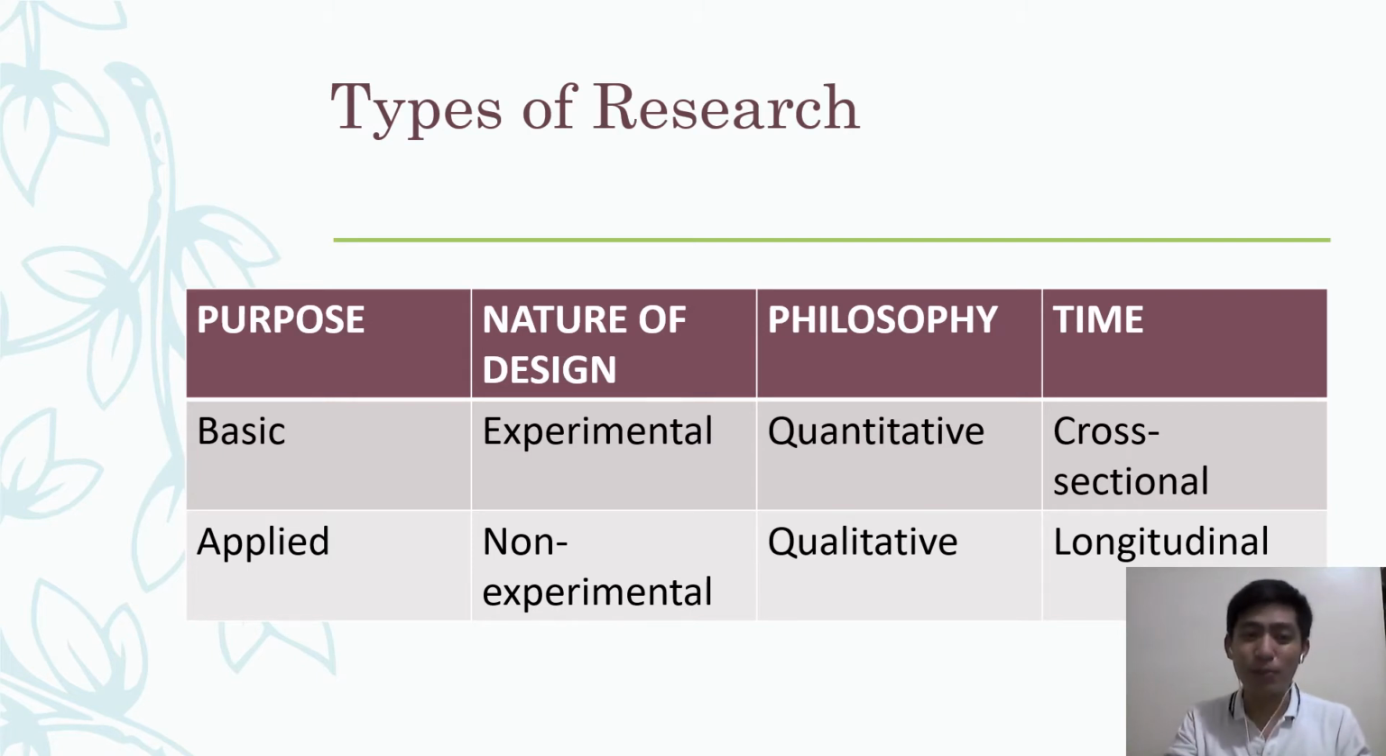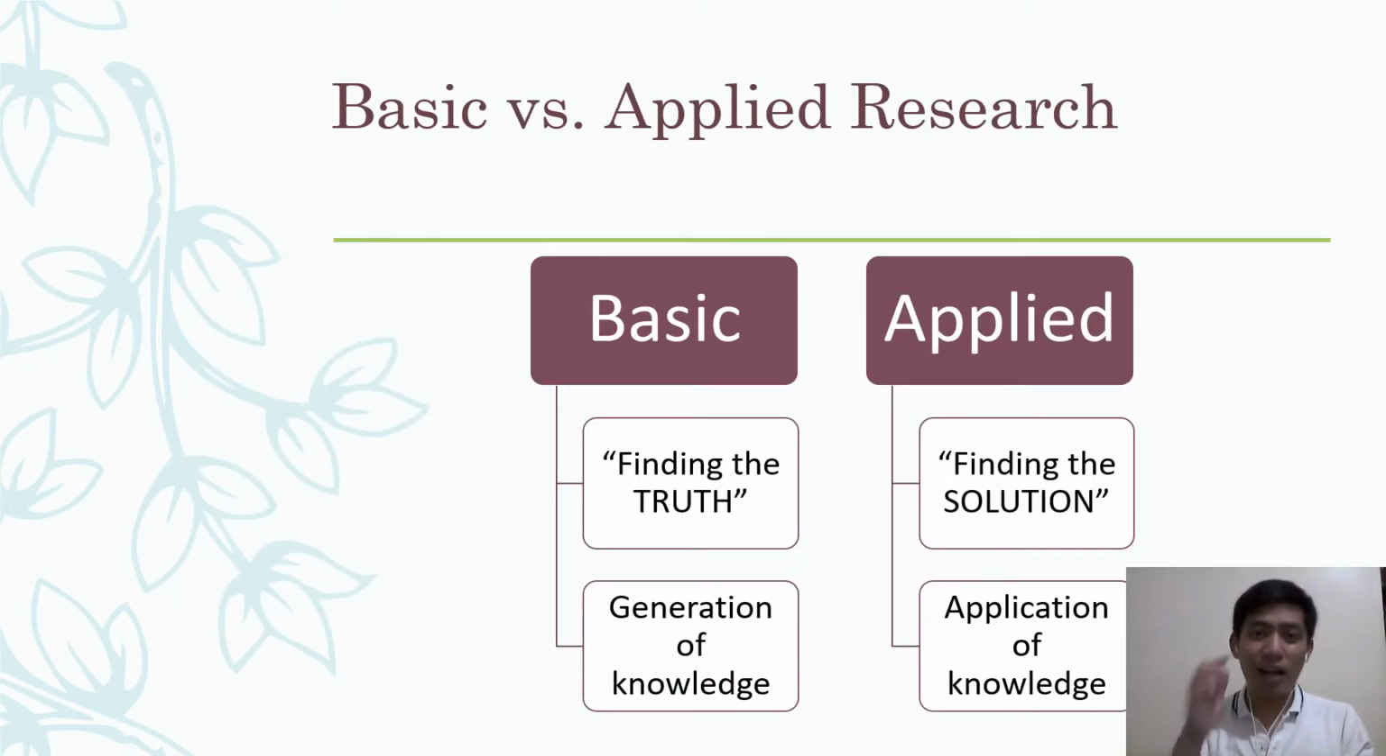Let's start with the purpose. In basic types of research, it's finding the truth. It's generation of knowledge. In applied research, it's finding the solution, and there's application of knowledge.